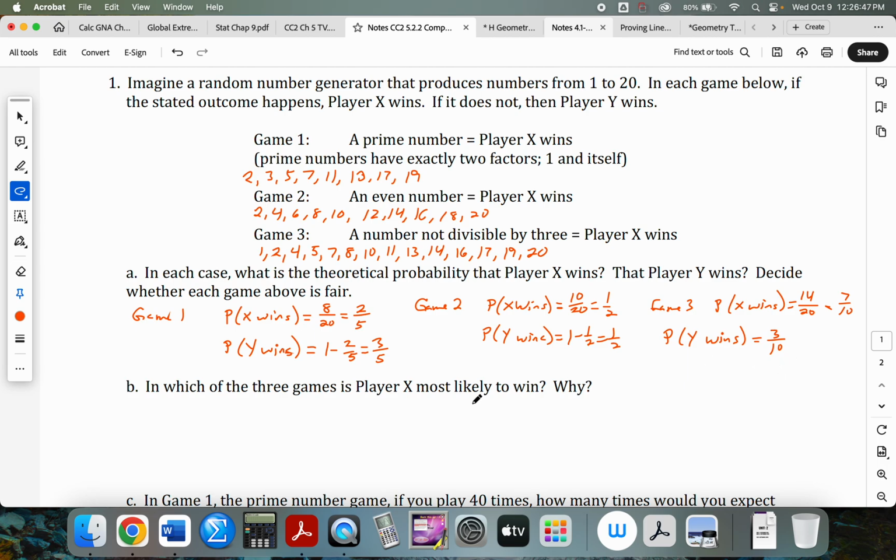In which of the 3 games is player X most likely to win? Game 3. Why? Because 7/10 is greater than 1/2, which is greater than 2/5.